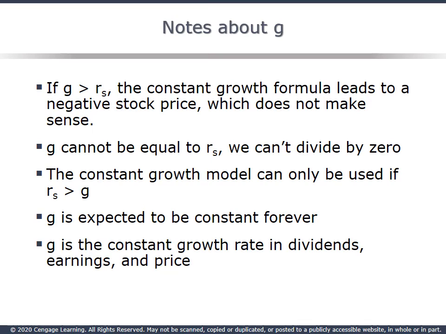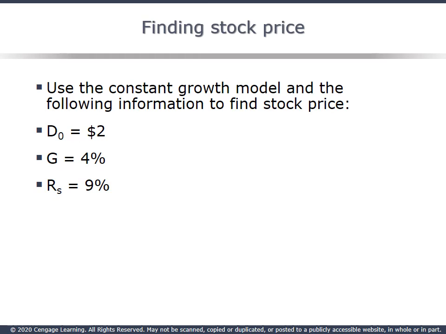g, we've already mentioned, is expected to be constant forever. g is the constant growth rate in dividends. We've said that before. But it is also the constant growth rate in earnings and in that firm's stock price. So g is very powerful. So let's go ahead and set up an example using this constant growth model.